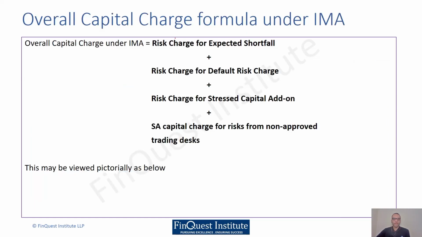Now, the overall capital charge under the internal models approach for FRTB is a combination of a few components. So we have the risk charge for expected shortfall, we have the risk charge for DRC, we have the risk charge for a stressed capital add-on, and we have the SA for all of the non-approved trading desks. Because remember, not every trading desk might receive approval. So if it's a non-approved trading desk, naturally that is someone who cannot use the IMA, so they have to use SA.